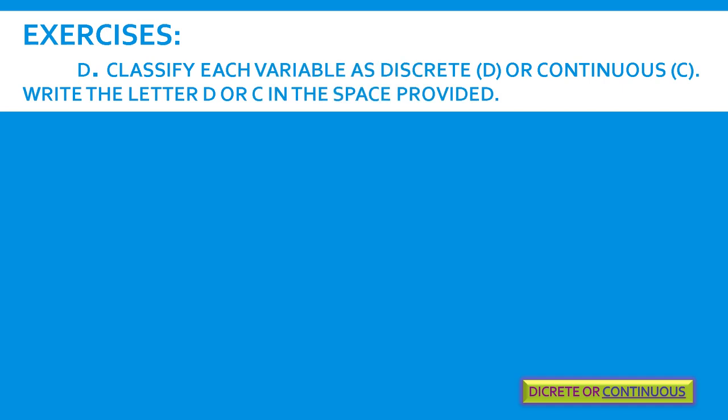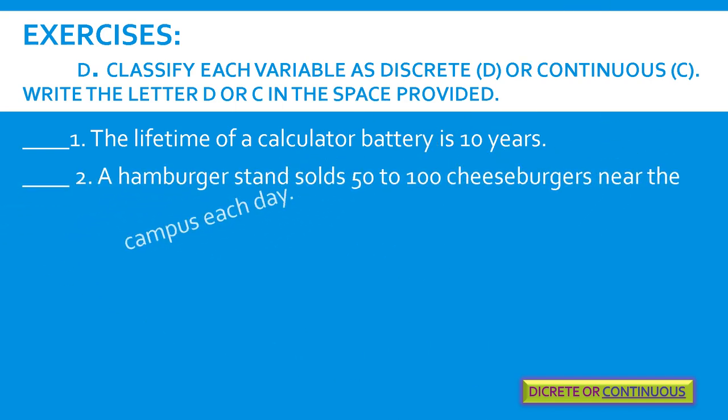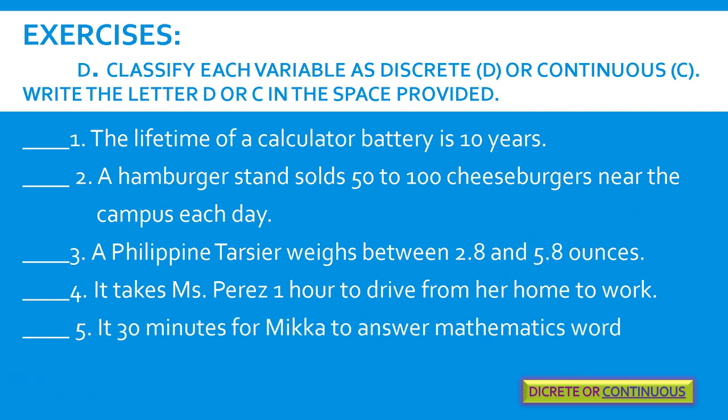So next one, I want you to classify each variable as discrete, write D, or if it is continuous, write C, in the space provided, or you will write it down in a separate sheet of paper. So I want you to evaluate these statements. So let's answer. Okay. Number 1 is discrete, number 2 is continuous, number 3 is continuous, number 4 is discrete, number 5 is discrete.